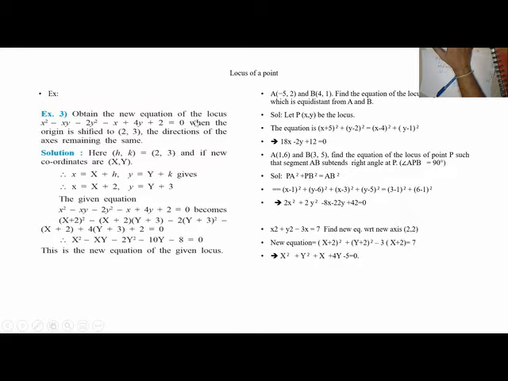Suppose we obtain a new equation of the locus when the origin is shifted to (2, 3). I want it in terms of capital X and capital Y. So capital X is equal to x minus h. Capital Y is equal to y minus k. If I want it in capital X, small x is equal to X plus h. So in place of small x, I represent X plus h, and in place of small y, Y plus k. Always we show first x and then y.